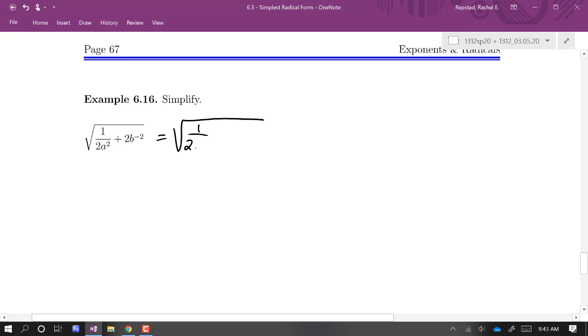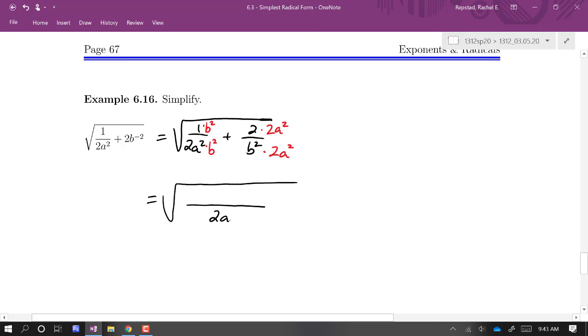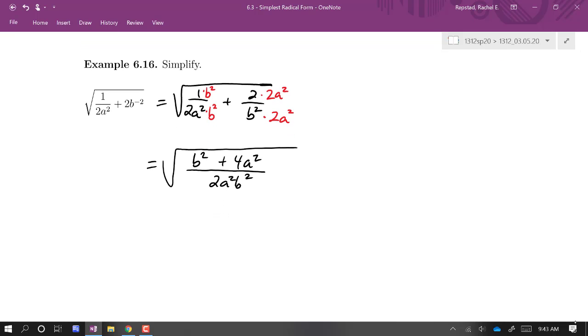So we have 1 over 2a squared plus 2 over b squared. You said same denominator, so the first fraction will have to pick up a b squared. The second one will have to pick up the 2a squared. So now the common denominator is 2a squared b squared. Up top we have b squared plus 4a squared. Now I have a single fraction, so what am I allowed to do? Split it up over division.